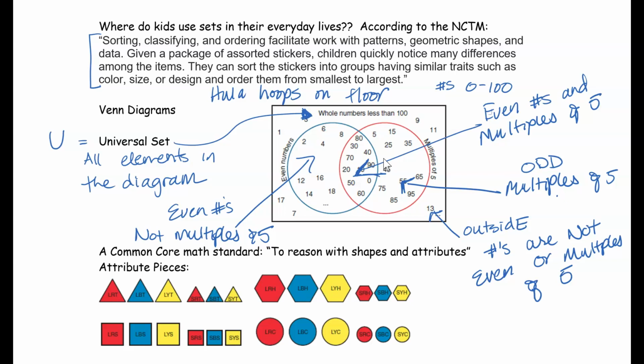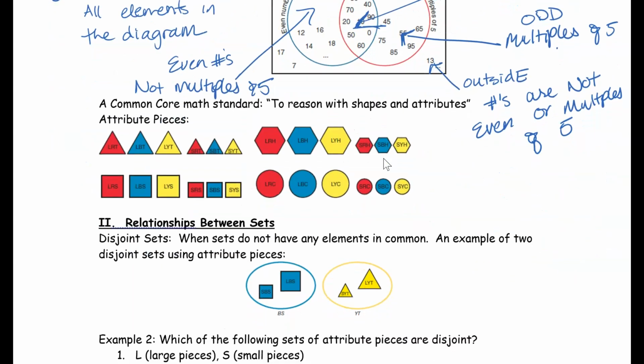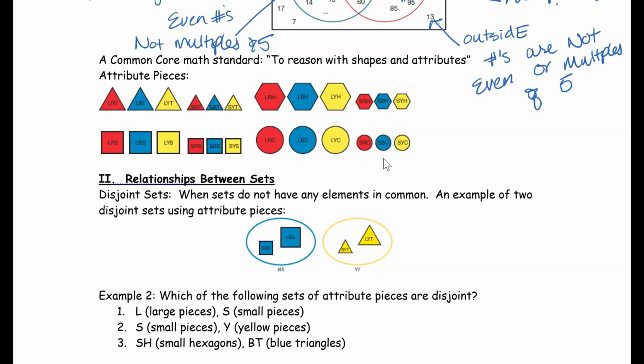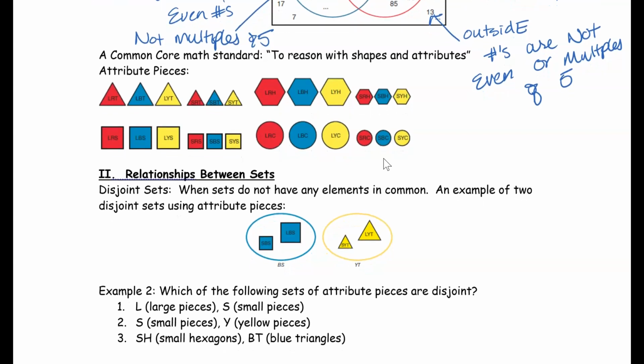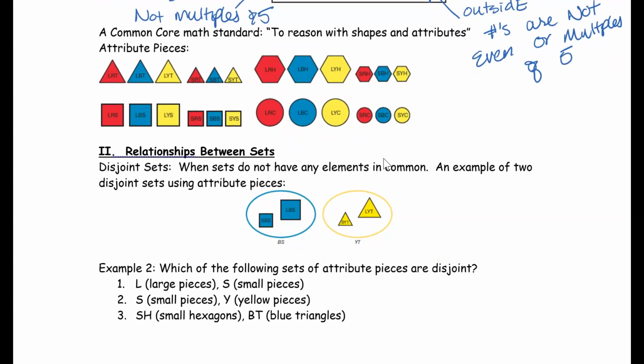So let's move down and talk about these, which are called attribute pieces, and there are a lot of different sets of attribute pieces on the market. If you just Google attribute pieces, you can see they sell all kinds of kits for elementary school students. I know the last time I worked in an elementary school, they had a box of these, and they were made of wood. They were just painted, and they looked exactly like this.